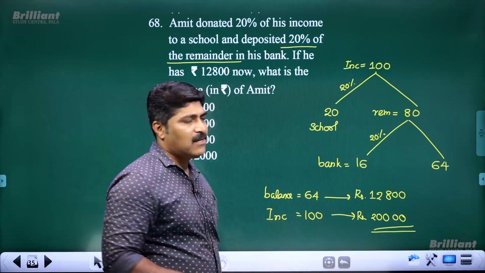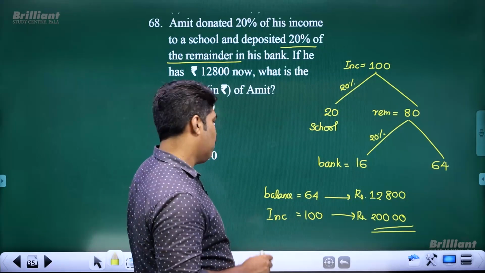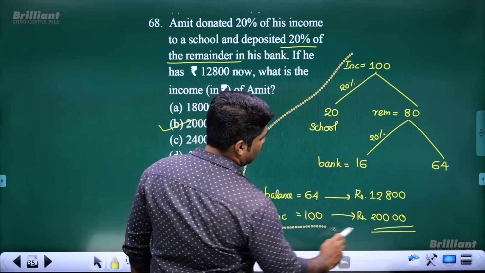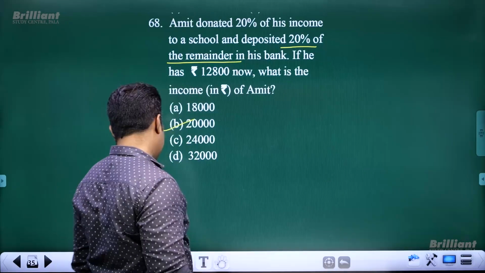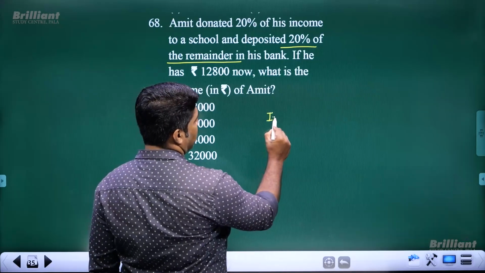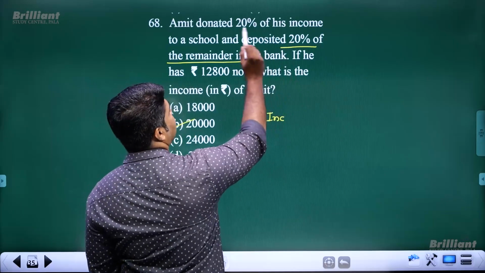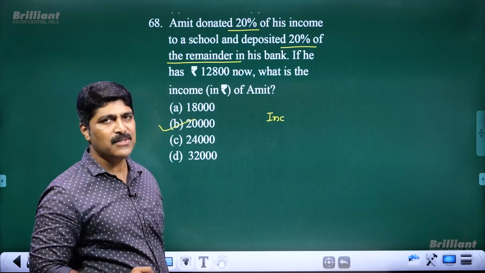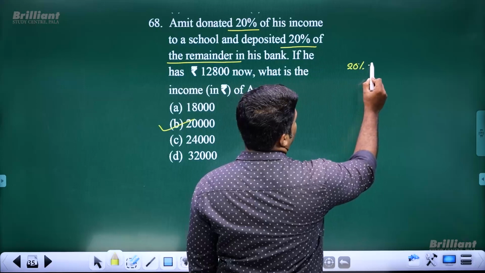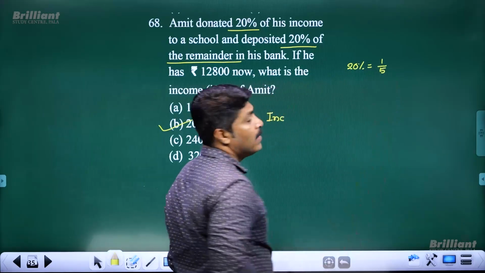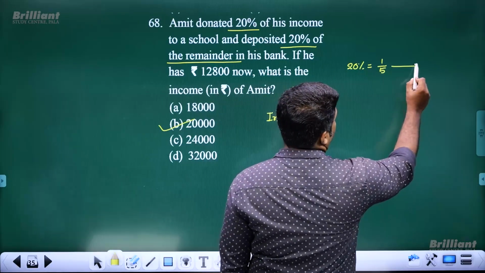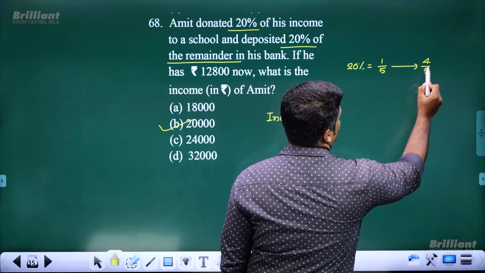There is also a direct fractional type of approach possible in such questions. Suppose his income is the base. 20% he deposited in the school. What is its corresponding fraction? 20%'s corresponding fraction is 1 by 5. If he deposits this amount, what remains? The remainder is 4 by 5.